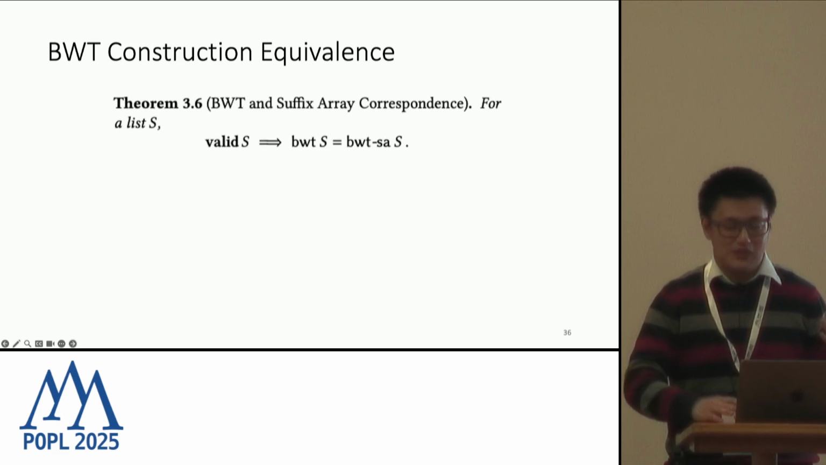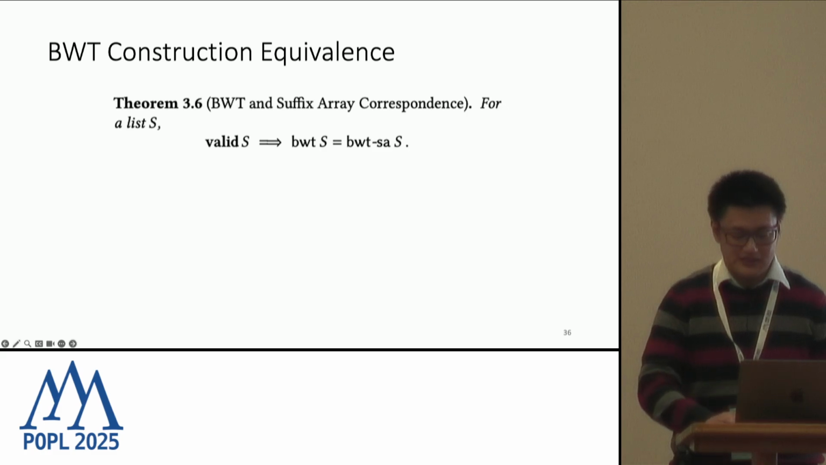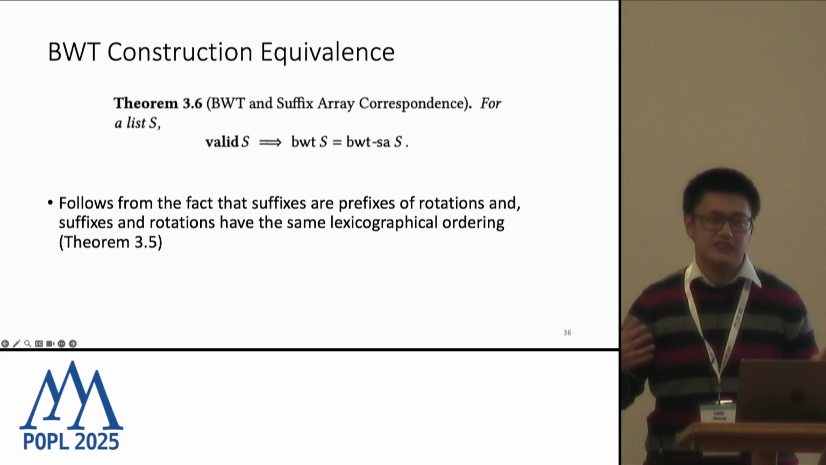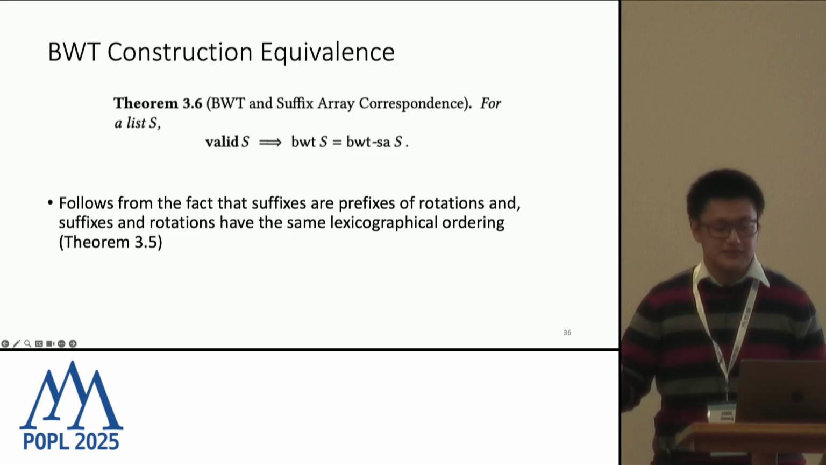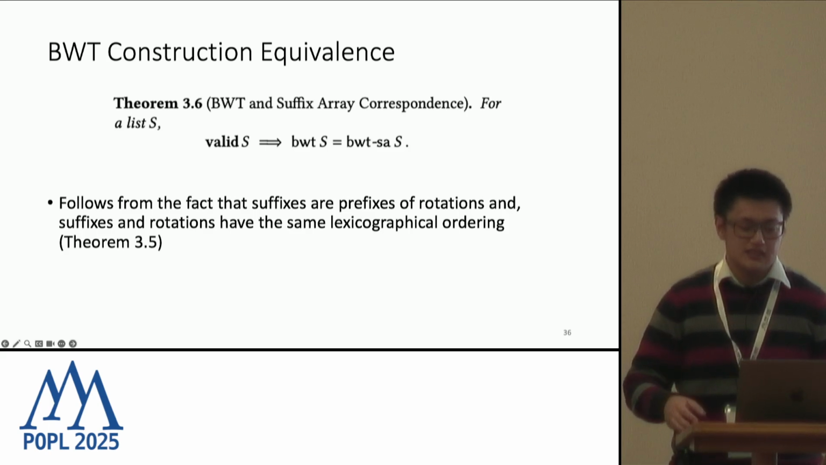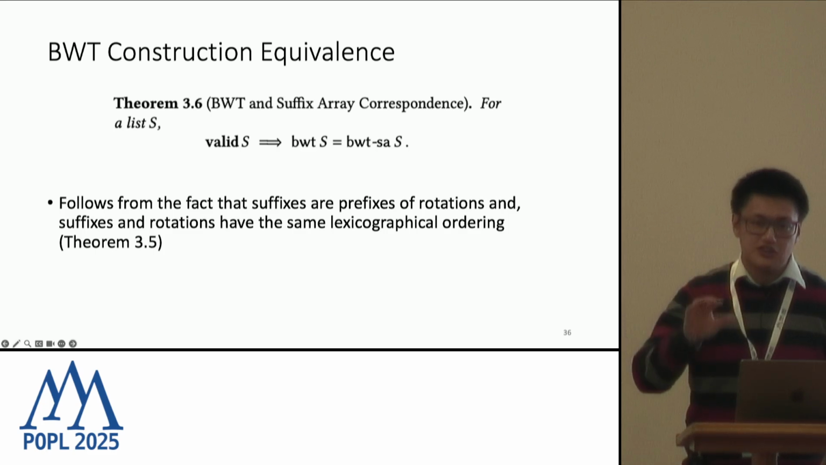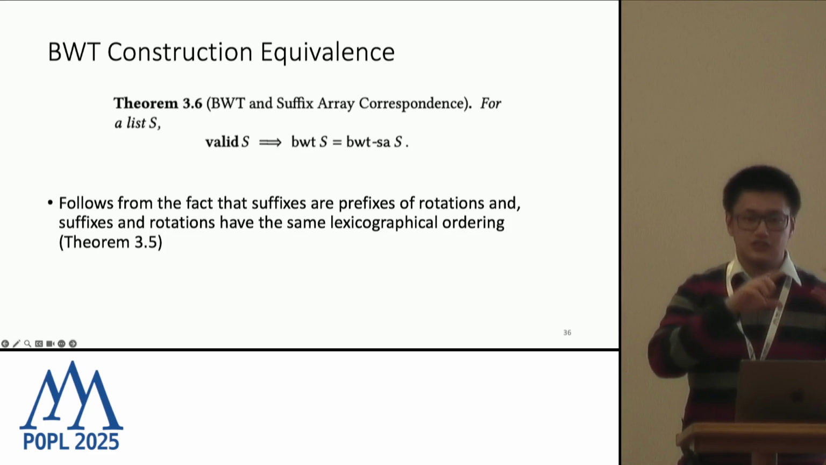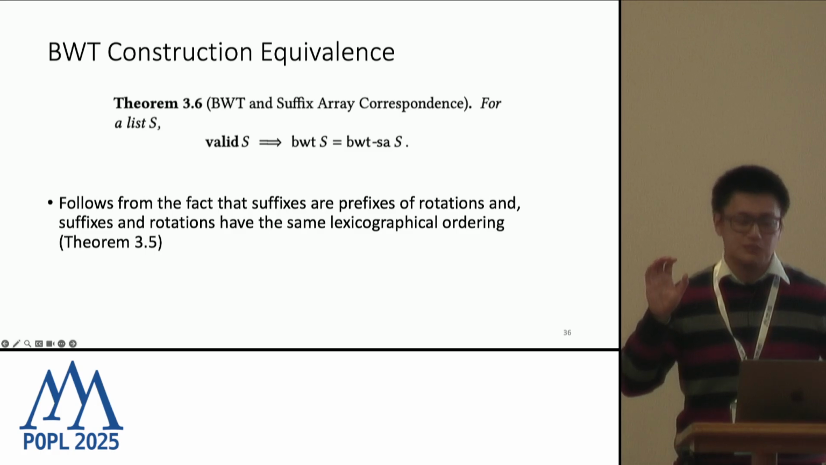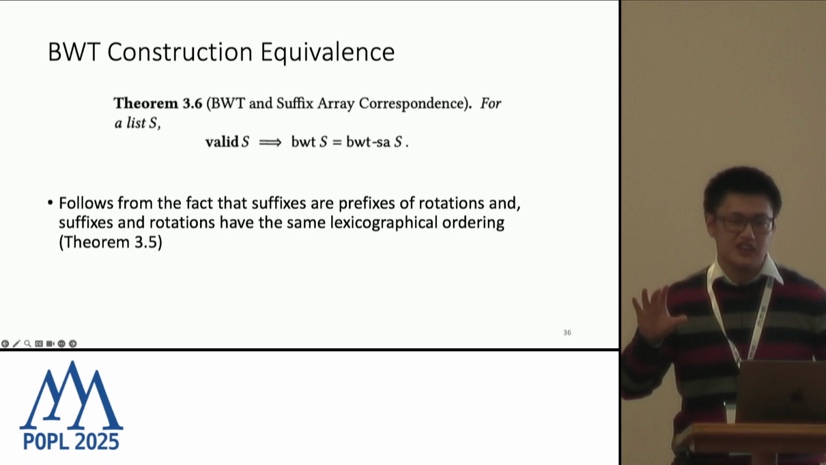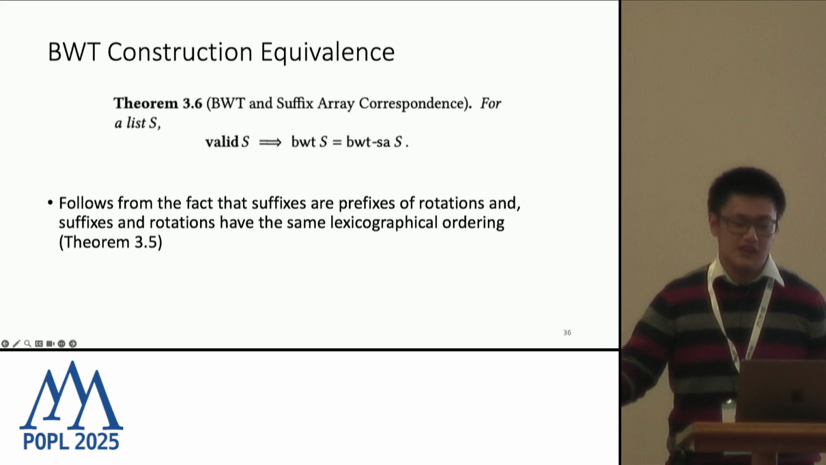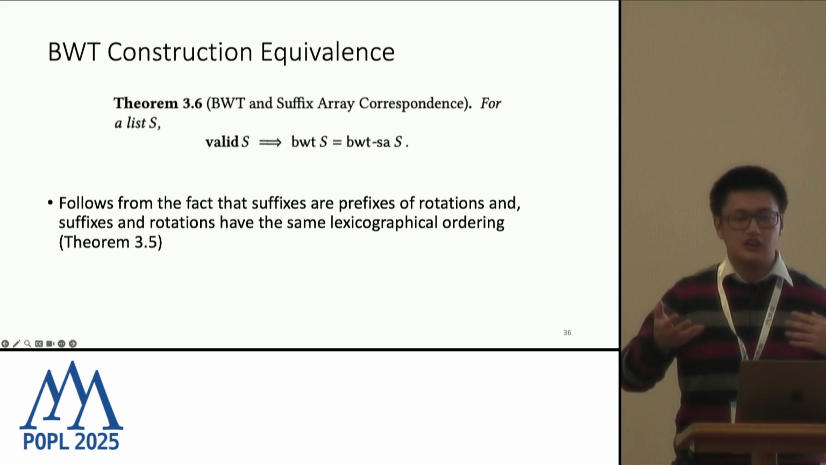And this is quite straightforward because essentially what we do is show that suffixes are just prefixes of rotations, and they have the same lexicographical ordering. And because of this, the construction using suffix arrays will actually construct that sorted rotations matrix, but implicitly. And so you show that since both of them construct the sorted rotations matrix, they both will actually extract that last column, which is the Burrows-Wheeler transform. And so that's the forward direction of the Burrows-Wheeler transform.